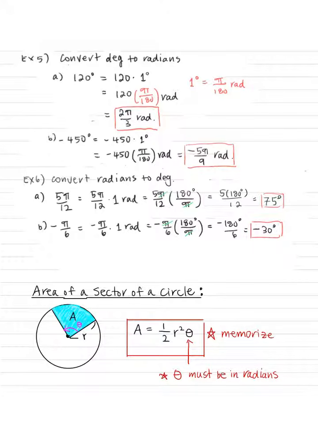Okay, so I think we are ready to go to the next topic, which is the area of a sector of a circle. So I've already drawn the picture for you right there. Now, the area of the sector of the circle is shaded in blue, and r stands for the radius, and theta must be in radians, and the formula is area of the part of the circle is 1/2 r squared times theta, where theta is in radians.